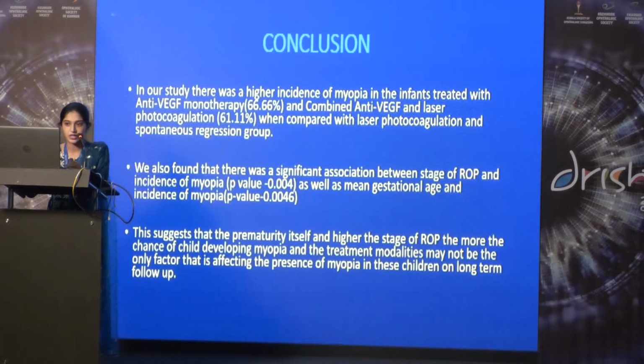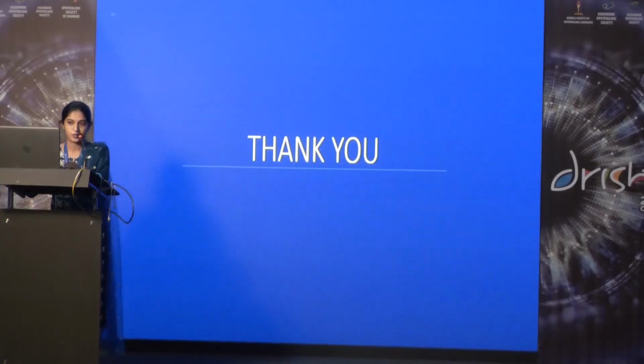So to conclude, in our study we have a higher incidence of myopia in infants treated with anti-VEGF as well as combined therapy. We also noted a significant association between stage of ROP and myopia, as well as mean gestational age and myopia. This suggests that prematurity itself and a higher stage of ROP give more chance of a child developing myopia, and the treatment modalities may not be the only factor affecting the presence of myopia in these children on long-term follow-up. These are my references. Thank you for the patient listening.